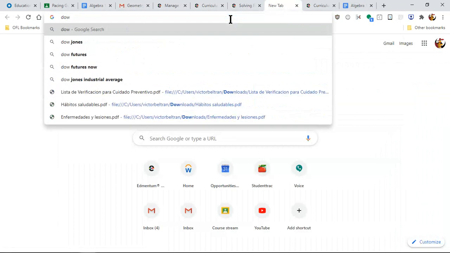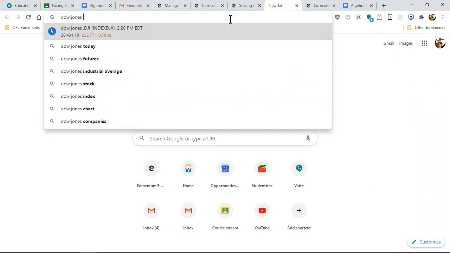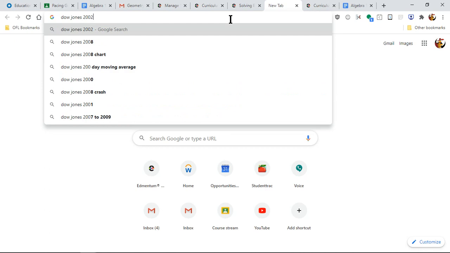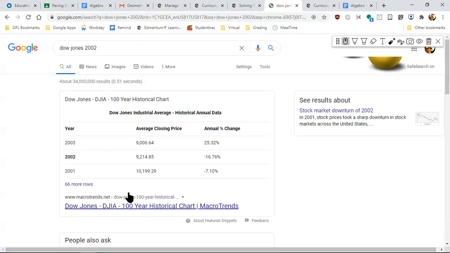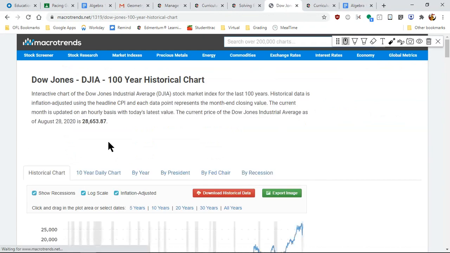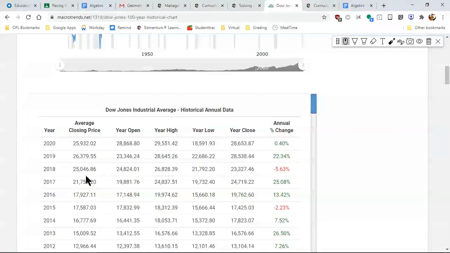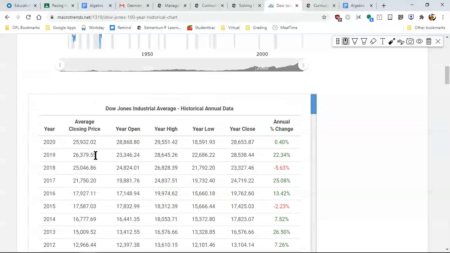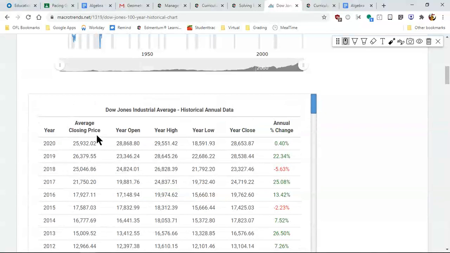Dow Jones 2002, and we get these values. So we can actually go into here and they give us a little chart. And here we can get the actual average close.